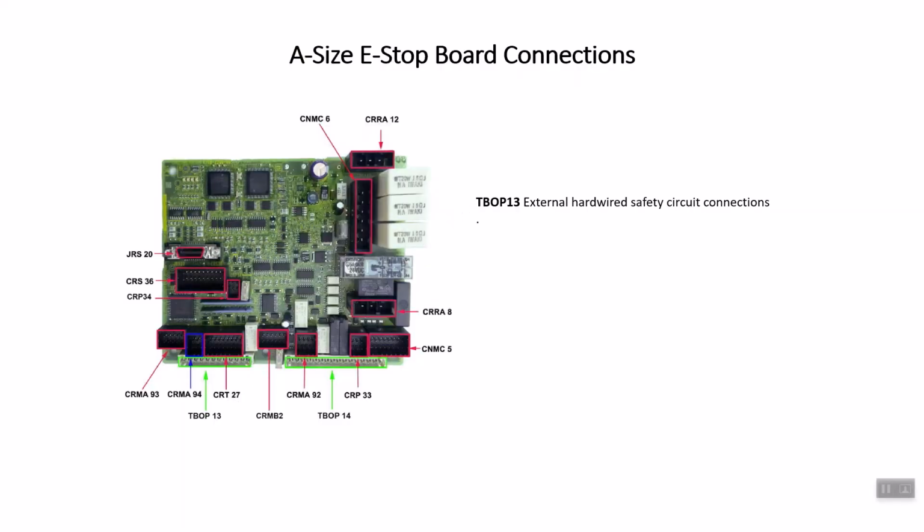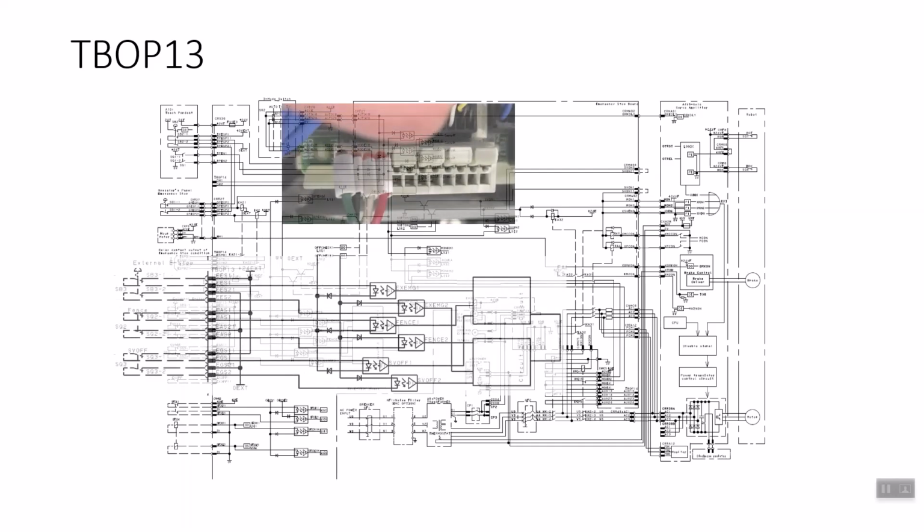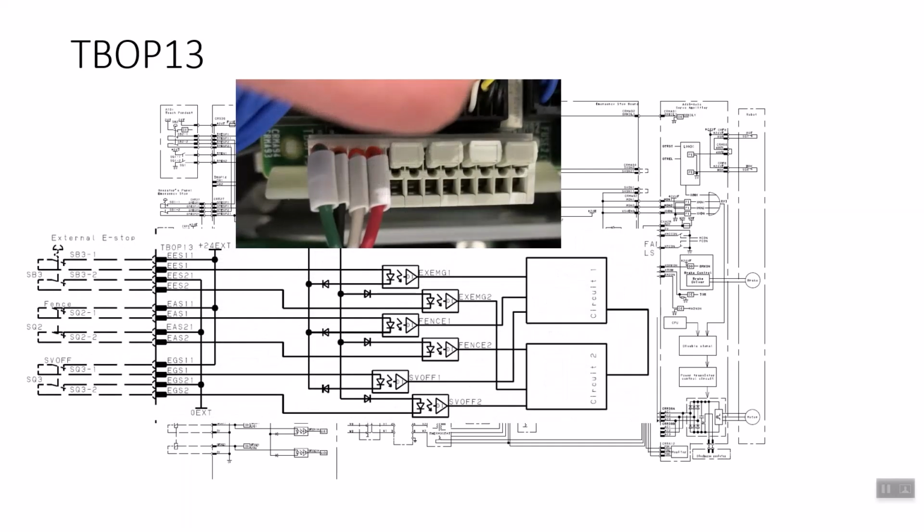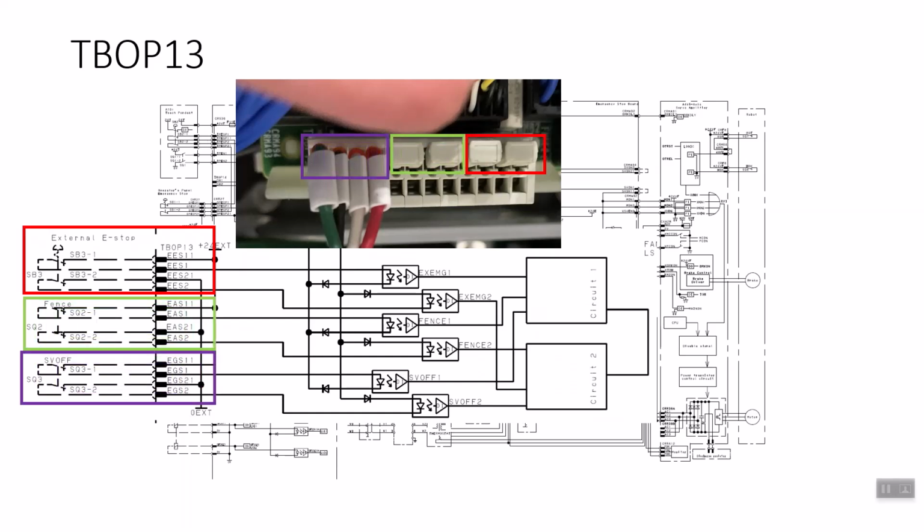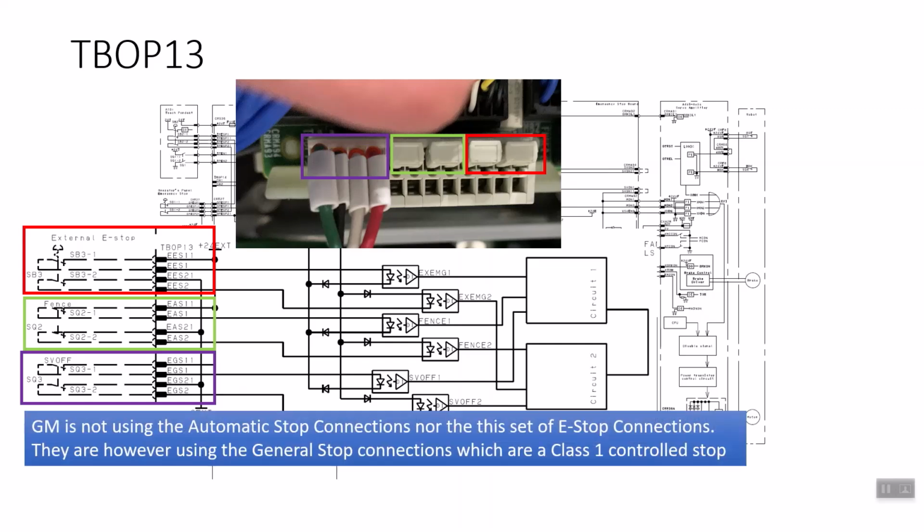TBOP13 has connections for e-stop, automatic, and general stops. The general stop terminals are used for the enable-disable switch. On a GM Global Robot Standard 3 controller, the emergency and automatic stop circuits are jumped out.